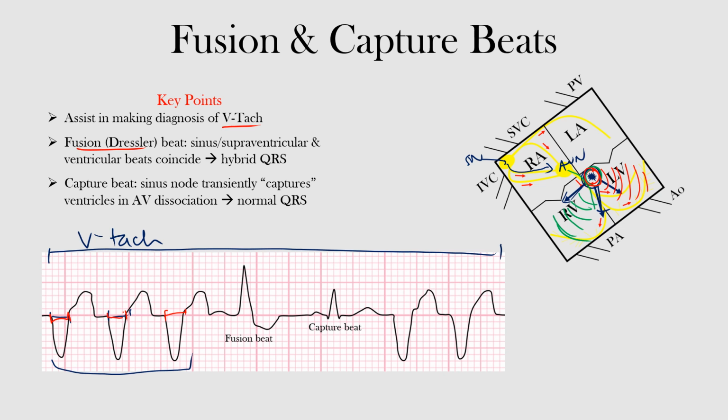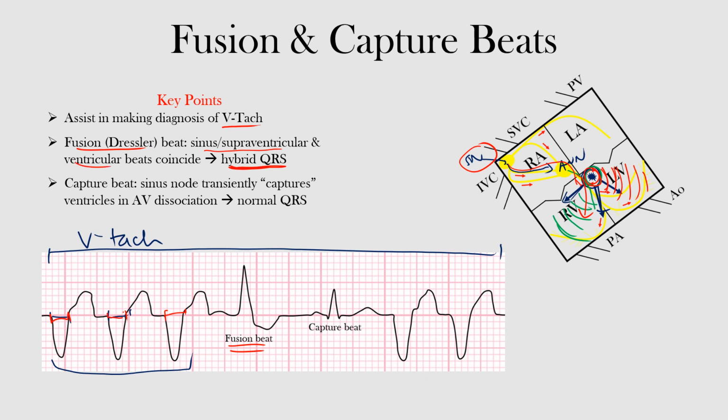Now, because you have them coinciding together, you get what's called a fusion beat, which is a hybrid of the two, of the normal and one of the ventricular origin. The normal one comes from a supraventricular area, coming down and making its way through, and the other portion comes from the ectopic site in the ventricles. So that's what we call a fusion beat, where we have a sinus or some supraventricular beat that's coinciding with the ventricular beat.